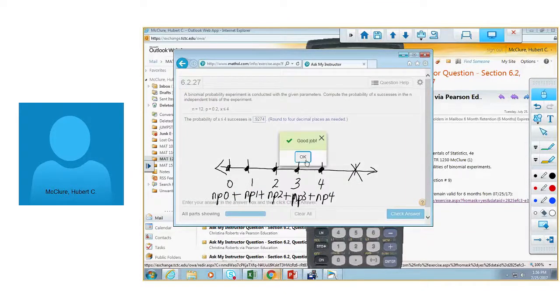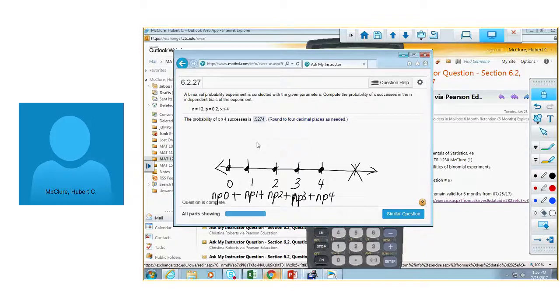Good job. So did you see what you did wrong? Yeah, I didn't do all of that. Yeah. Remember, all values from 0 to whatever that number is have to be calculated.